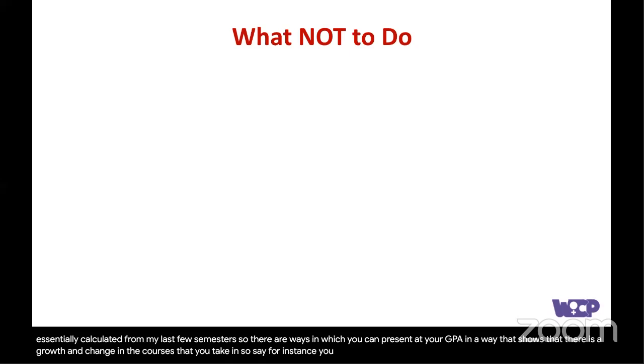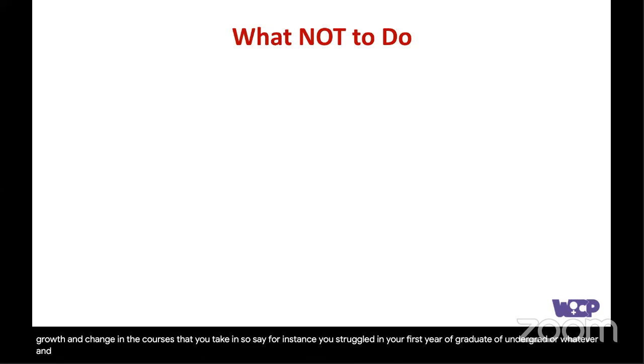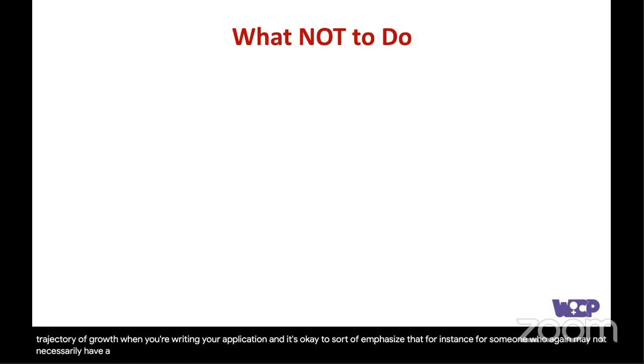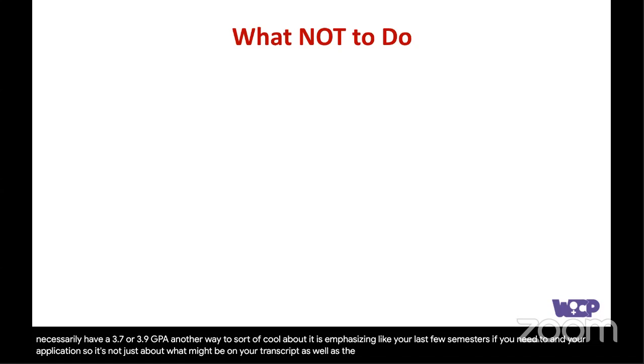So say, for instance, you struggled in your first year of undergrad, and you decided to continue on and you ended up doing better. What I want to say is that you want to present a sort of trajectory of growth when you're writing your application. And it's okay to emphasize that, for instance, for someone who, again, may not necessarily have a 3.7 or 3.9 GPA, another way to go about it is emphasizing your last few semesters if you need to in your application. So it's not just about what might be on your transcript, as Stephen and Lauren have alluded to in the presentation.